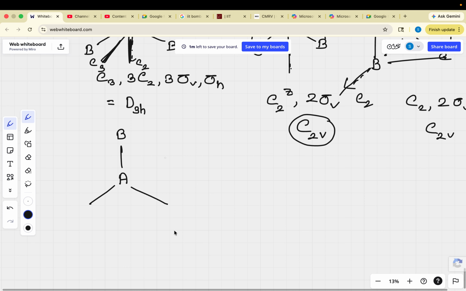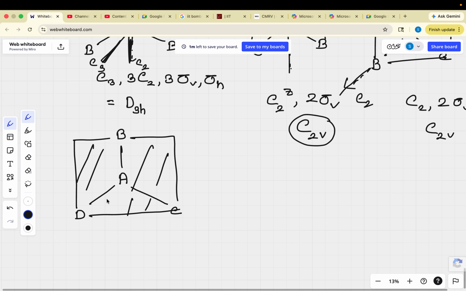And the last one, suppose you have three different atoms: here B, here C, and here D. If you have three different atoms attached to your central atom, you will have no principal axis of symmetry. Only one thing is present, the molecular plane. If only the molecular plane is present, that gives you the Cs point group.